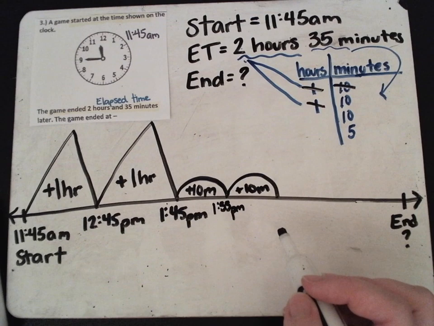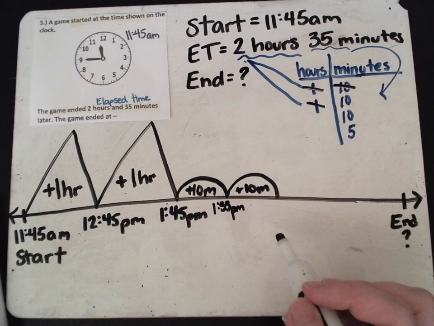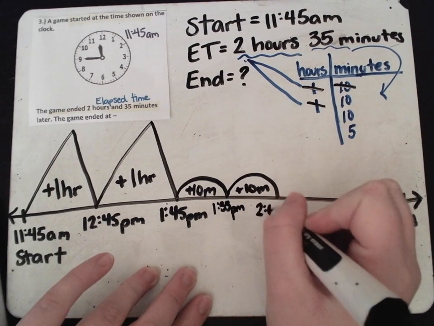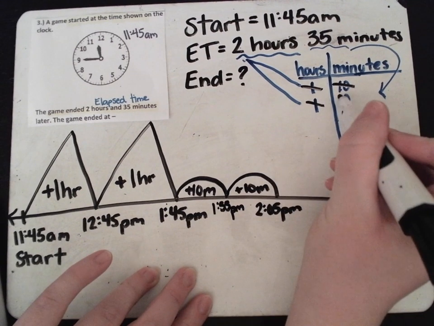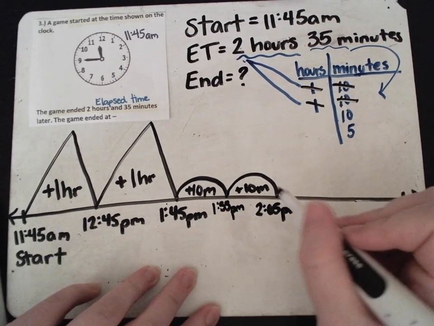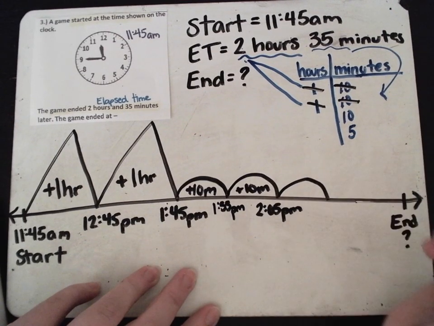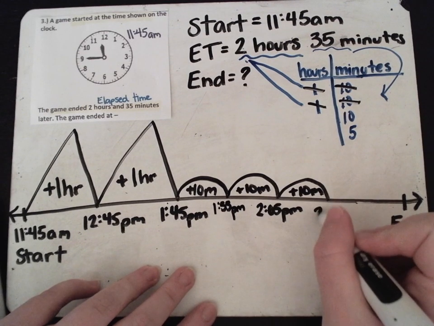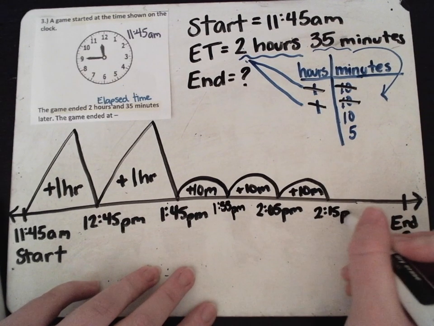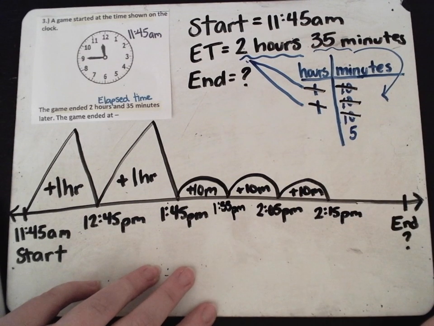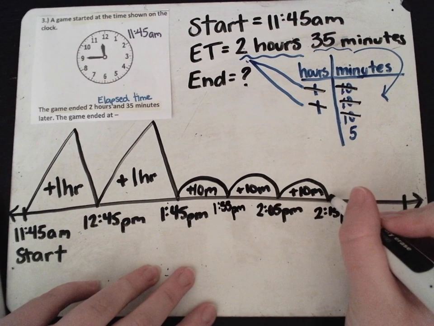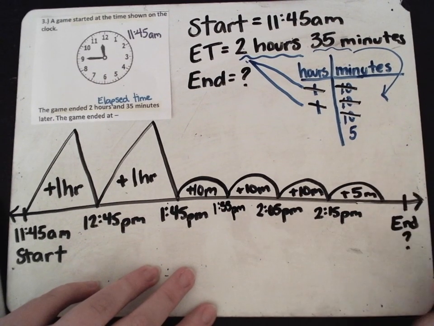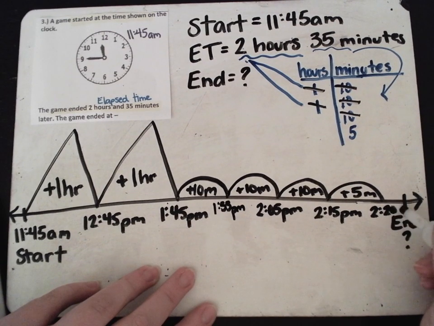You could do it by ones there. If you did 5 ones, it would bring you to 2 o'clock. 5 more ones would bring you to 2:05. We just did it all together. So 2:05 p.m. takes care of my second group of 10. Now my third group of 10, 2:05 plus 10 minutes brings you to 2:15 p.m. And now I have a 5-minute increment left. So I'm going to do my last hill of 5 minutes. So 2:15 plus 5 minutes brings you to 2:20 p.m.